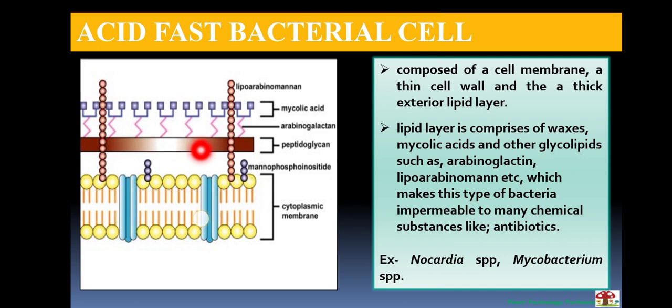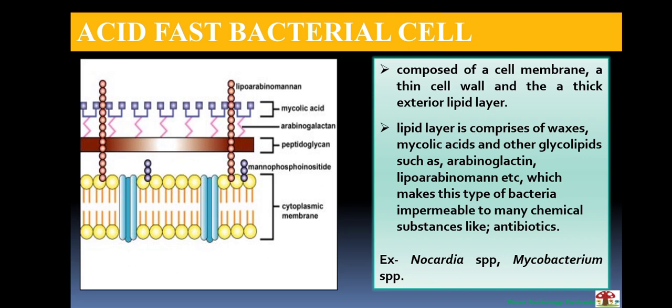But in gram-negative bacteria, also an outer membrane is there, whereas in gram-positive bacteria, no membrane is there exterior to the cell wall. So the cell wall or the peptidoglycan is very vulnerable to antibiotics. This makes the gram-positive bacteria more susceptible to antibiotics, whereas gram-negative and acid-fast bacteria are less susceptible to antibiotics. So the examples of acid-fast bacteria are Nocardia species and Mycobacterium species.